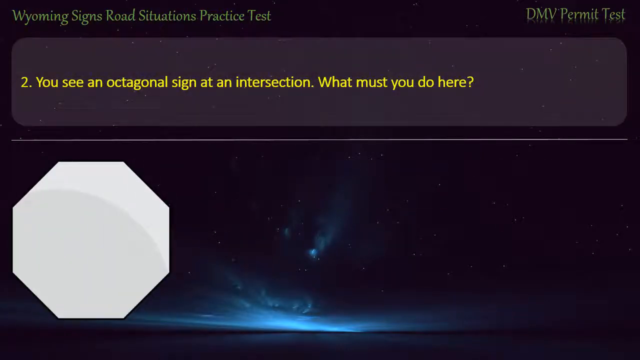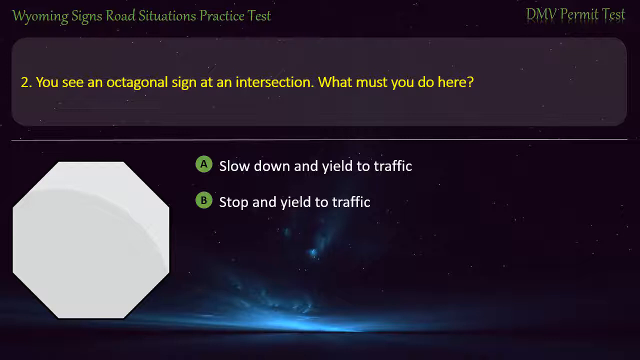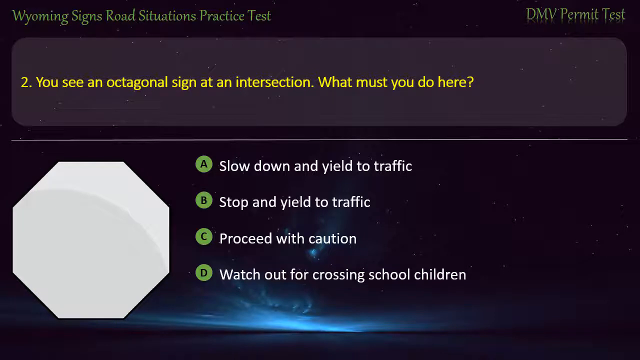Question 2. You see an octagonal sign at an intersection. What must you do here? Slow down and yield to traffic. Stop and yield to traffic. Proceed with caution. Watch out for crossing school children. Answer. Stop and yield to traffic.